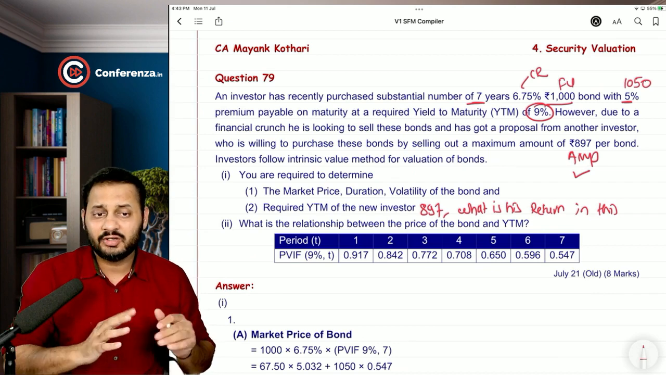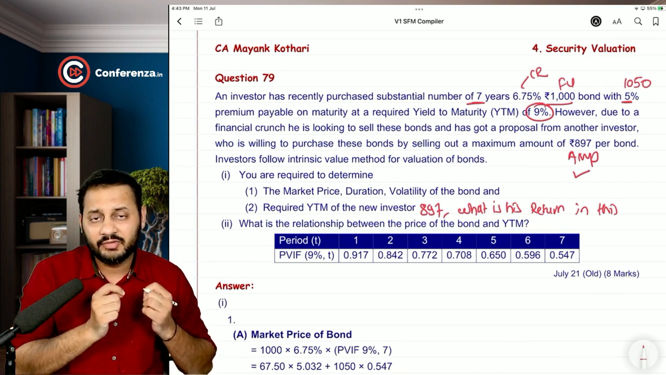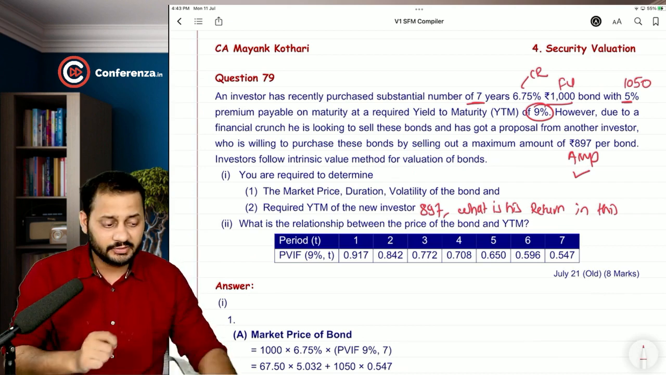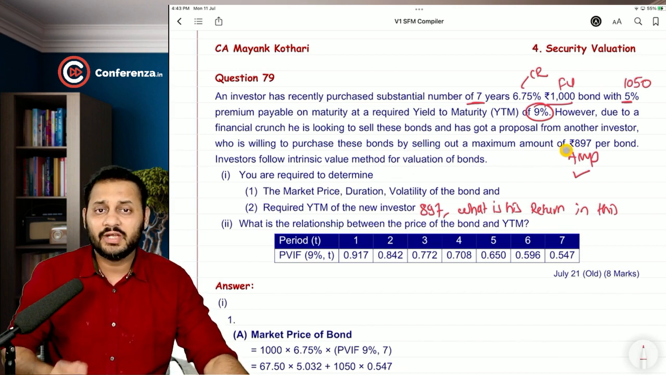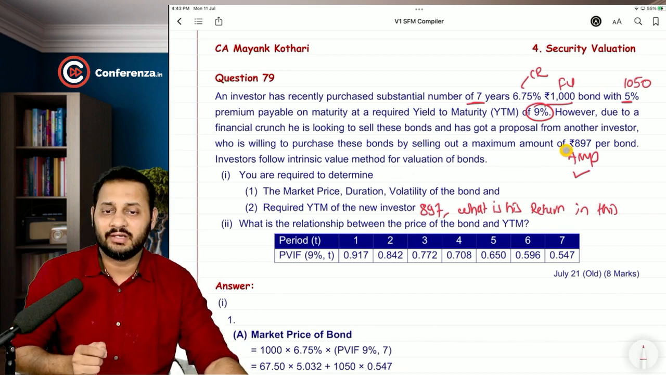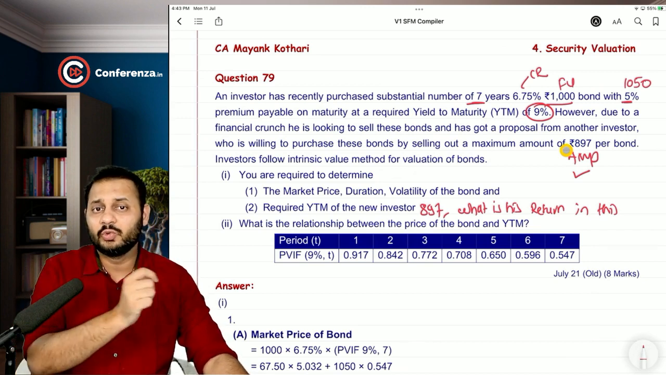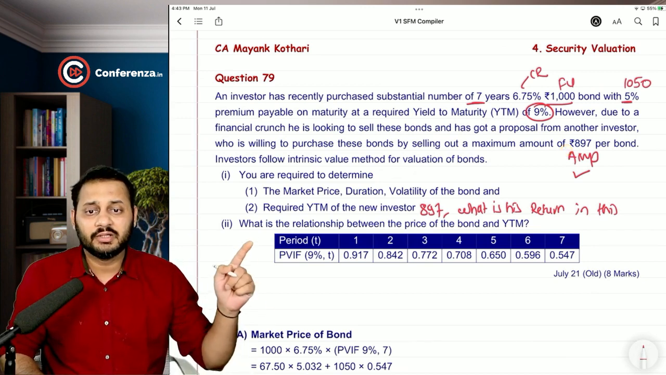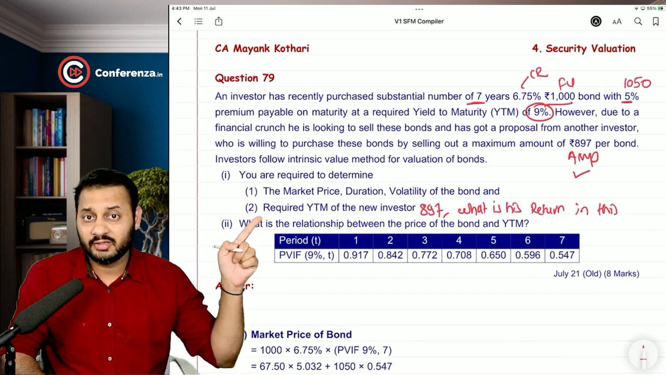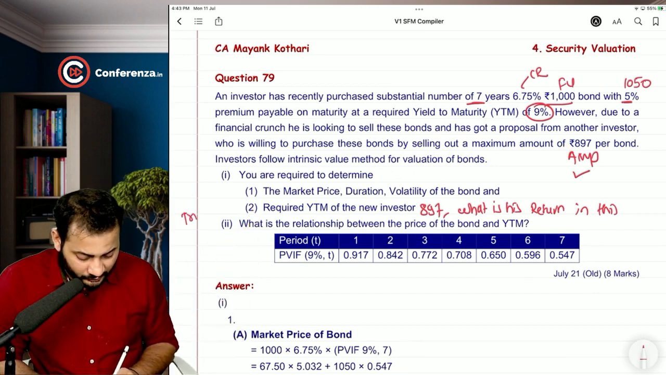9%? No sir, he is not earning 9%, because if we discount the cash flows at 9%, the present value should come to 897. So we have to find out a new discounting rate, a rate at which the present value of cash flows will be equal to 897. So this is nothing but calculating using the IRR method, trial and error method. Please write down. You will have to do trial and error here.